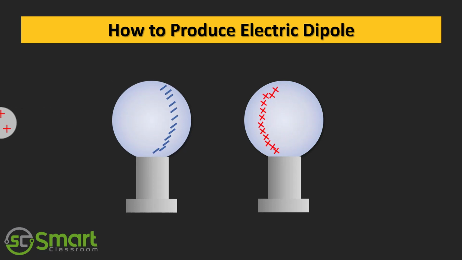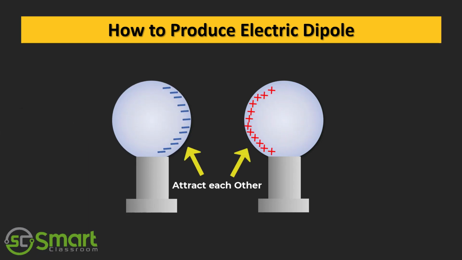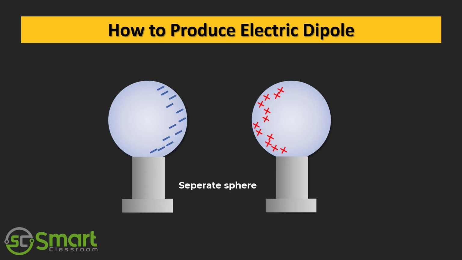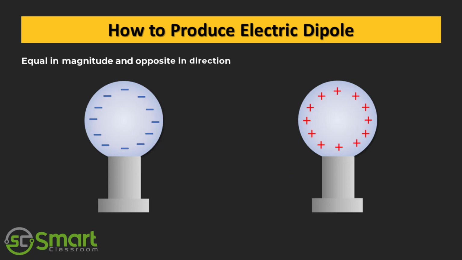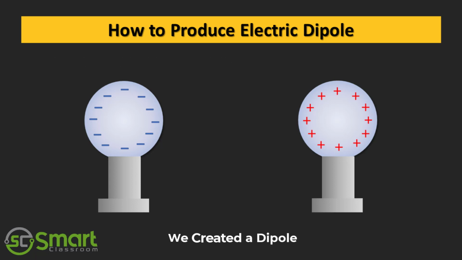If we remove the rod, the charges on the spheres rearrange themselves. Now we separate the spheres quite far apart. The charge on them gets uniformly distributed over them. In this way, I have created positive charge on one sphere and negative charge on the other. The two spheres have charges equal in magnitude and opposite in sign. So we created a dipole.